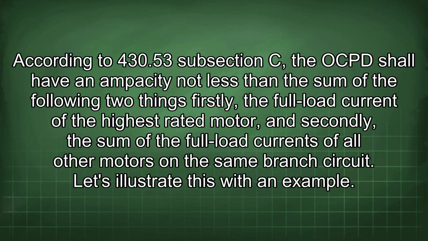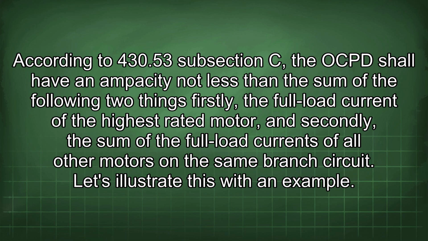According to 430.53(C), the OCPD shall have an ampacity not less than the sum of the following two things: firstly, the full load current of the highest rated motor, and secondly, the sum of the full load currents of all other motors on the same branch circuit.